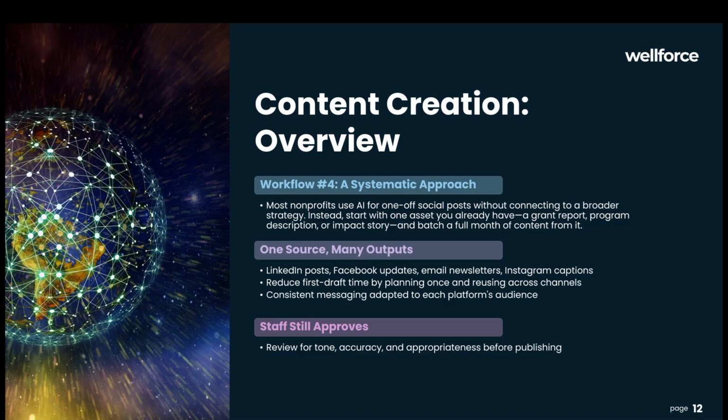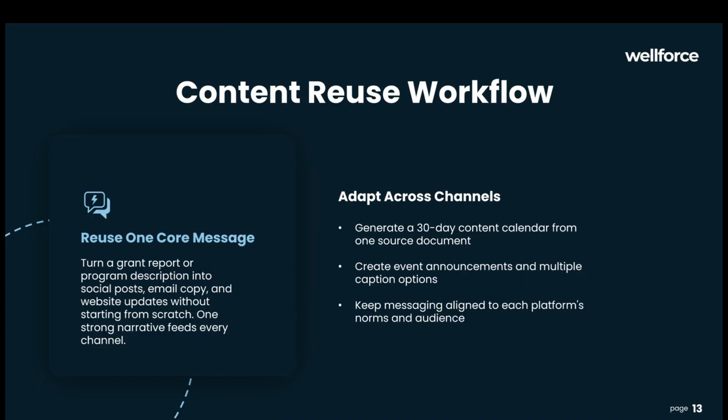Content creation is workflow number 4, and this is where a lot of nonprofits are already experimenting, but usually in a scattered way. They'll use AI for one-off social posts and never connect it to a broader content strategy. What I want to show you is a more systematic approach, starting with one content asset you already have, a grant report, a program description, maybe an impact story, and batching out a full month of content from it: LinkedIn posts, Facebook updates, email newsletter content, Instagram captions. One source, many outputs. Let's go take a look.